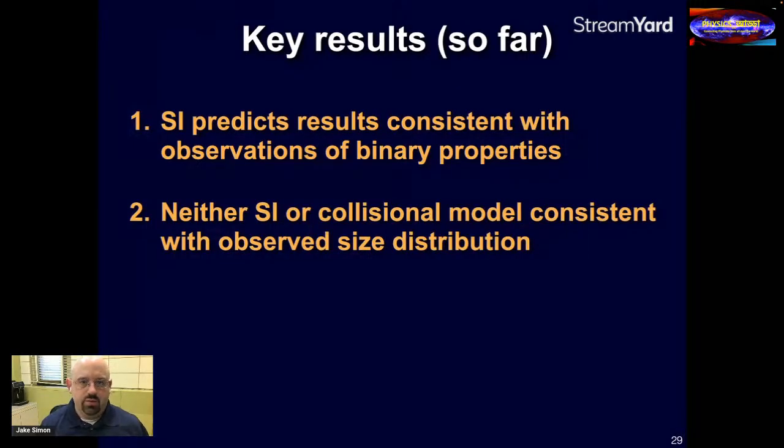Before I explain what we think might be reasons for the discrepancy, I just want to reiterate the key results so far. The streaming instability predicts results consistent with observations of binary properties, but neither the SI nor the collisional model is consistent with observed size distributions.